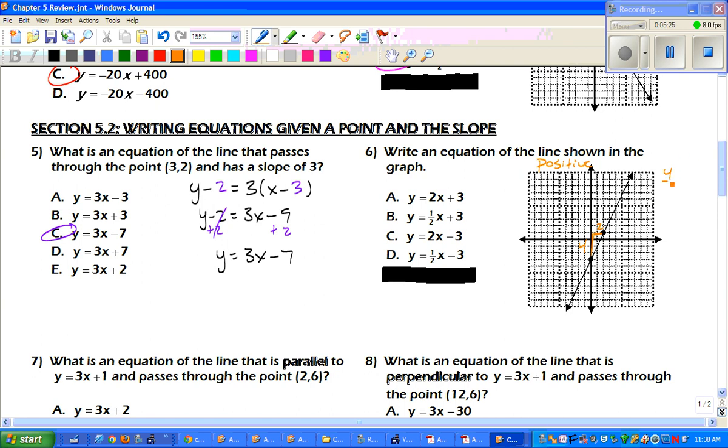Rise over run, so it's 4 over 2, which equals 2. So our slope is 2. So I can get rid of 2 of those now. All right, the next thing we need to know is our y-intercept, and that's 0, -3. So -3, so C is our answer. Okay.